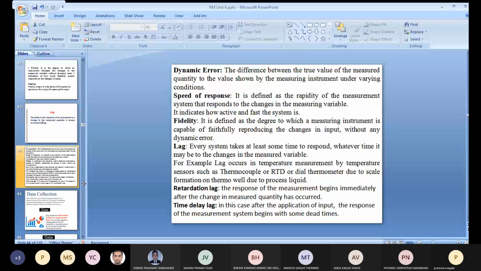So just write down the definition of both retardation lag and time lag. It is mentioned on screen.